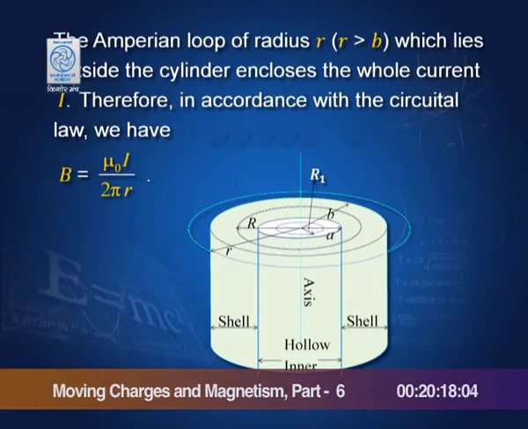For the field outside this conductor, we take the Amperian loop of radius r, small r, which is greater than the outer radius b of the cylinder, and this circle includes all the current which is there in the conductor, the whole of this current. Because of symmetry, the magnetic field must be constant and along the loop.